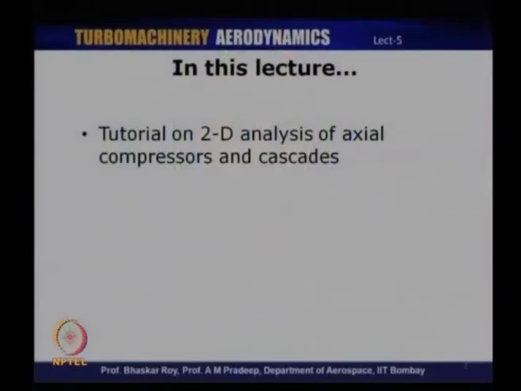So, with that in mind, I have configured a tutorial for you today, wherein we are going to discuss different problems. We will have a few example problems, which I will try to solve for you. Towards the end of the lecture, I will also have a few exercise problems for you to solve on your own, based on our discussion during the last few lectures, as well as today's lecture. So, today we are going to have a tutorial session, and we will be trying to solve a few problems which are related to axial flow compressors.